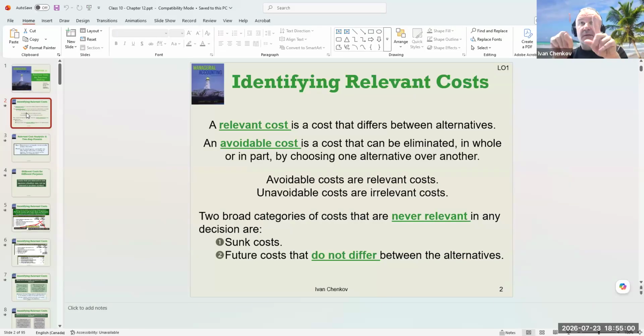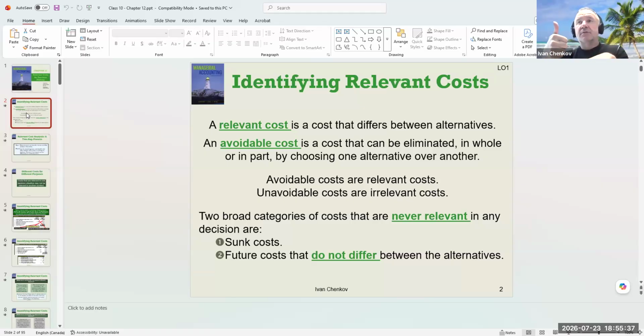Avoidable cost is another relevant cost. Avoidable cost is the cost that can be eliminated partially or entirely if one alternative is chosen over another. Avoidable cost is relevant. Unavoidable cost, the cost that cannot be avoided, is never relevant. The broad category of the irrelevant costs are sunk costs and costs which are not different between one alternative and another alternative.